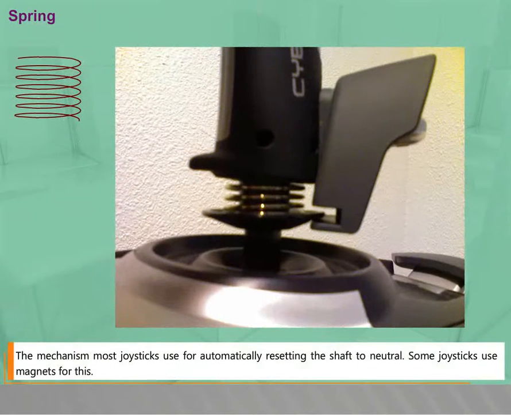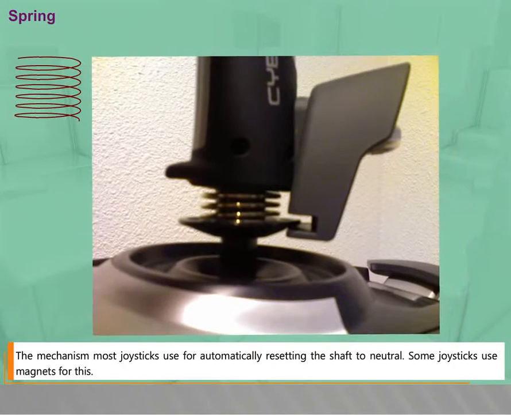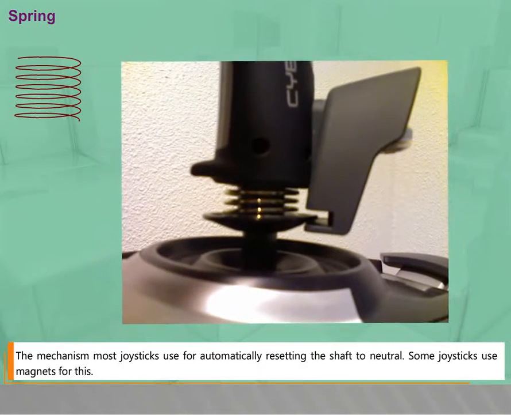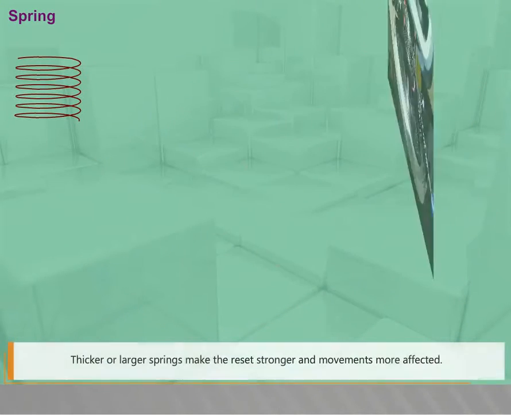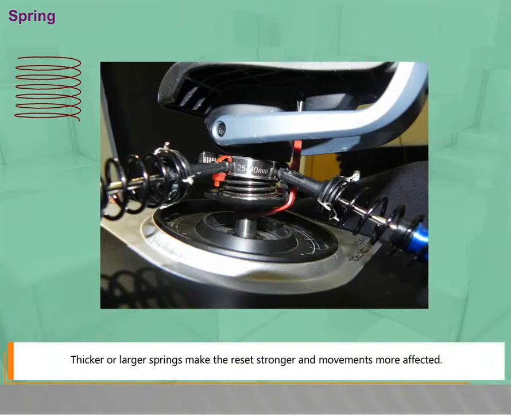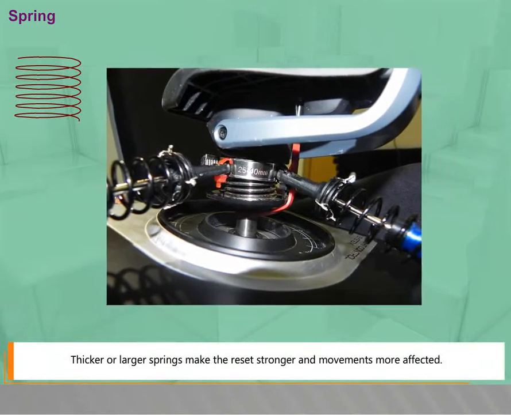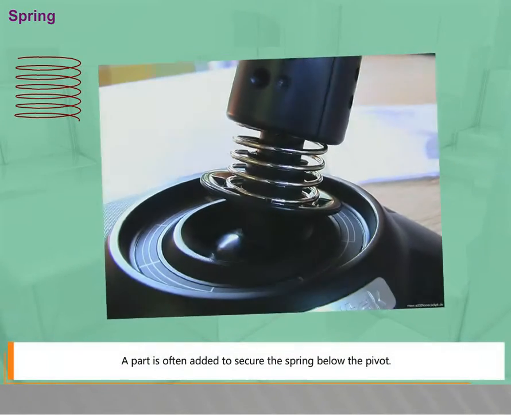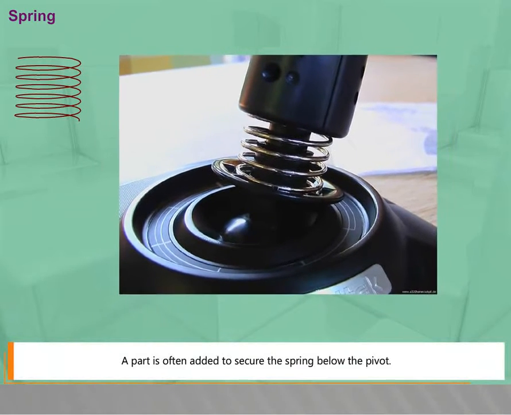Spring. The mechanism most joysticks use for automatically resetting the shaft to neutral. Some joysticks use magnets for this. Thicker or larger springs make the reset stronger and movements more effective. A part is often added to secure the spring below the pivot.